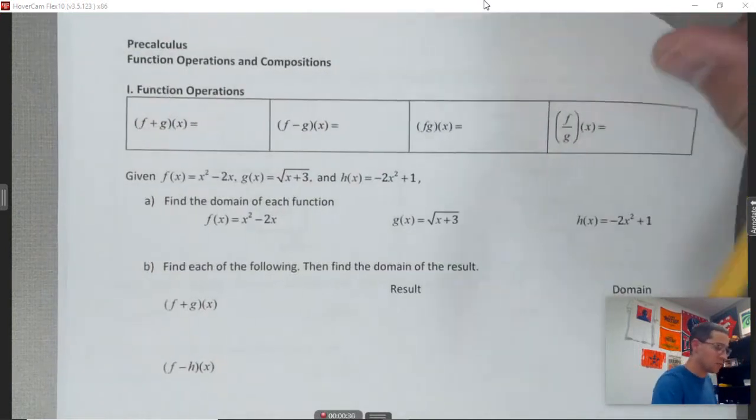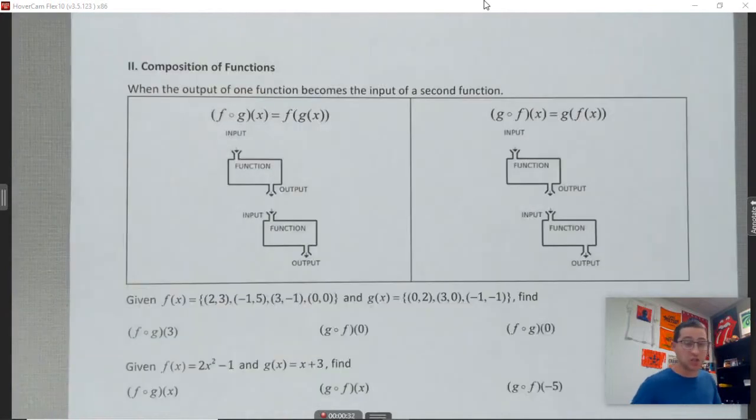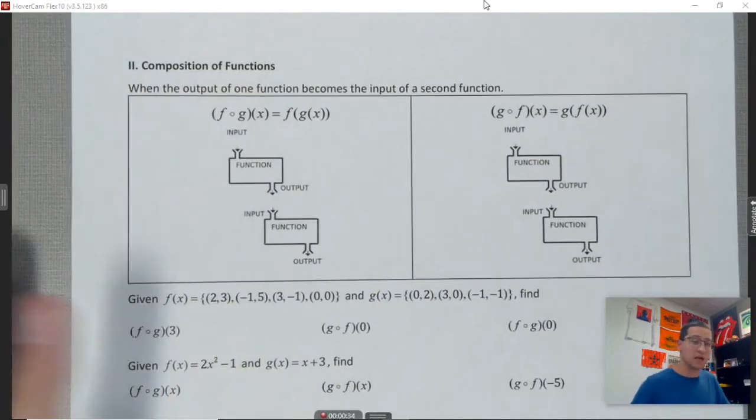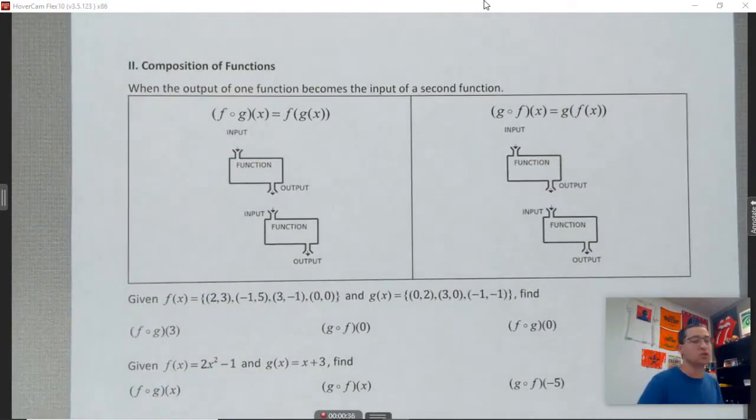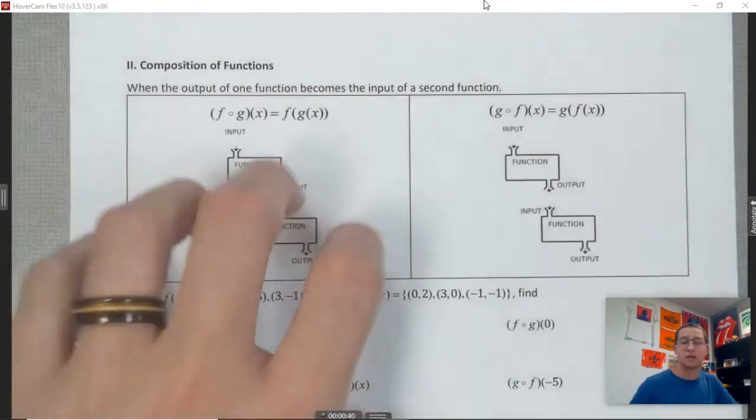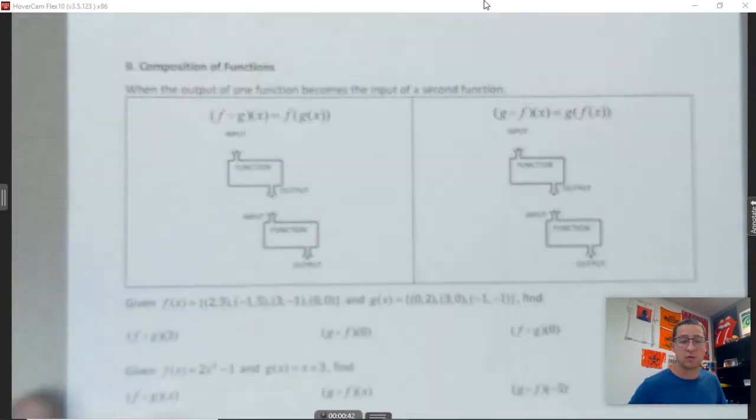And then on the back, on this second page, you've got compositions of functions, and essentially what that is is a function within a function. All right, so we'll get to that. It is a little bit more complicated, but that is also something we'll get into.